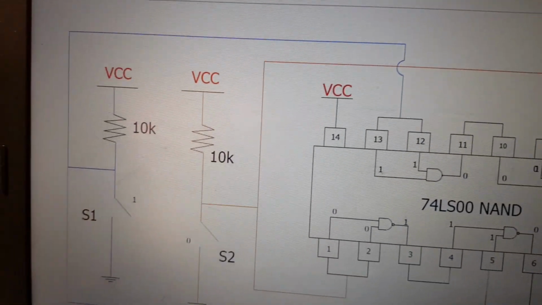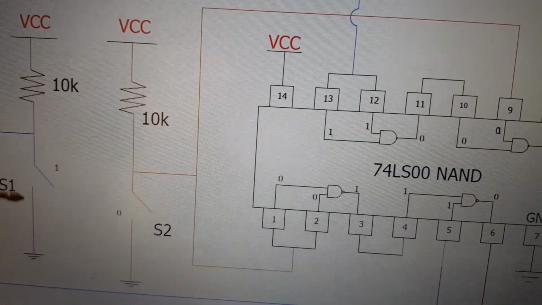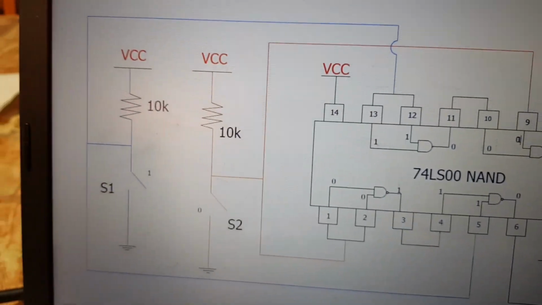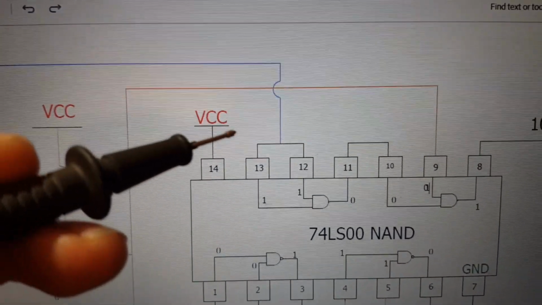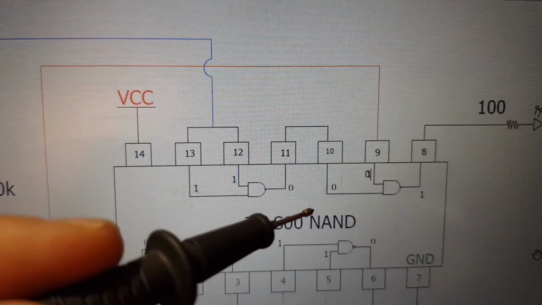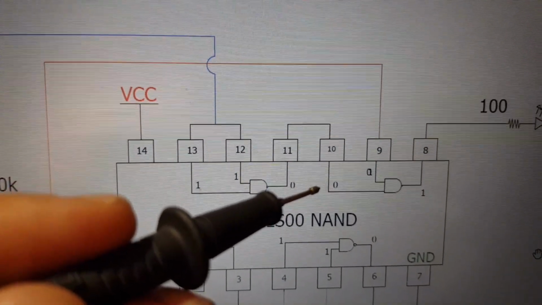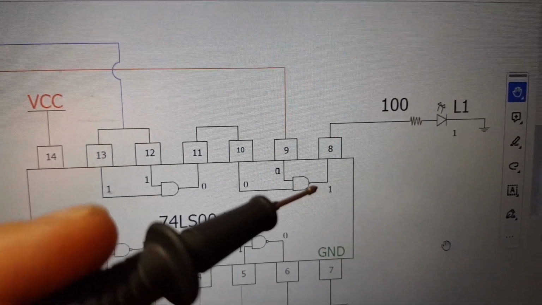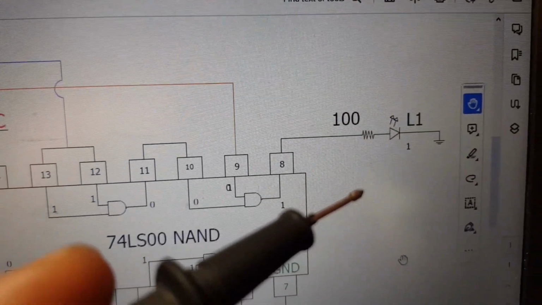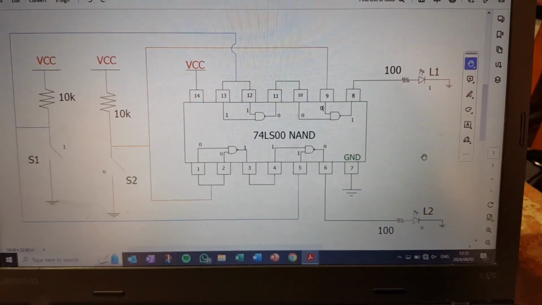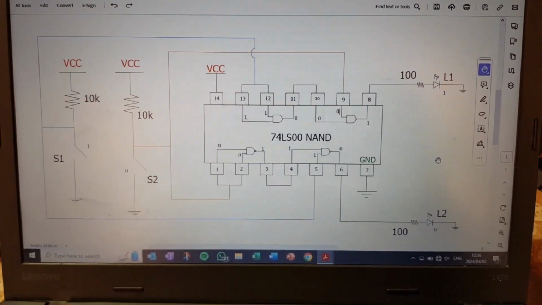The opposite will happen here at the top, where now S2 is low, which will follow all the way through here to pin 9, and S1 is high, which will be high on pin 13 and 12. They will give a low output there for your pin 11, then pin 10 will be low, and since both 10 and 9 are low, output 8 will be high. And then our LED 1 is high. And that summarizes the task 1 diagram.